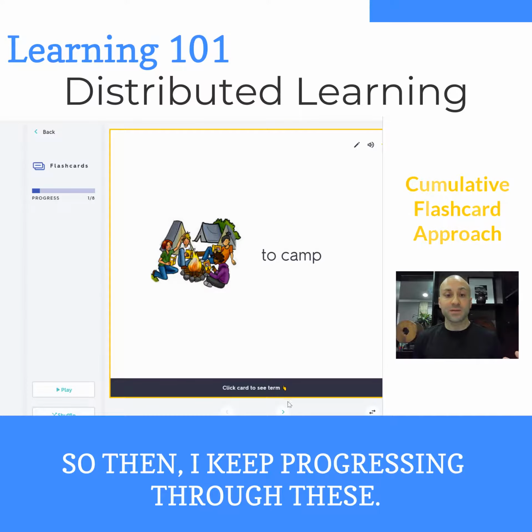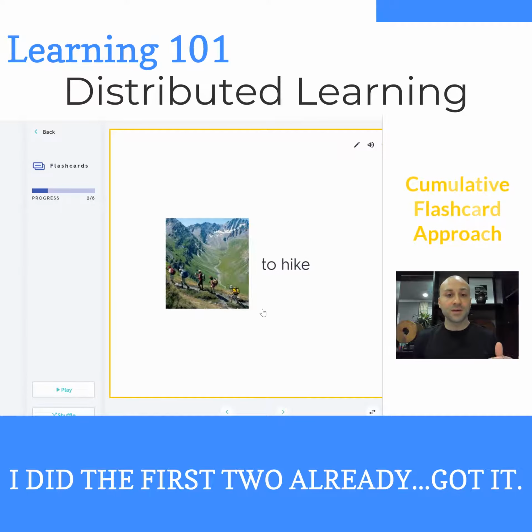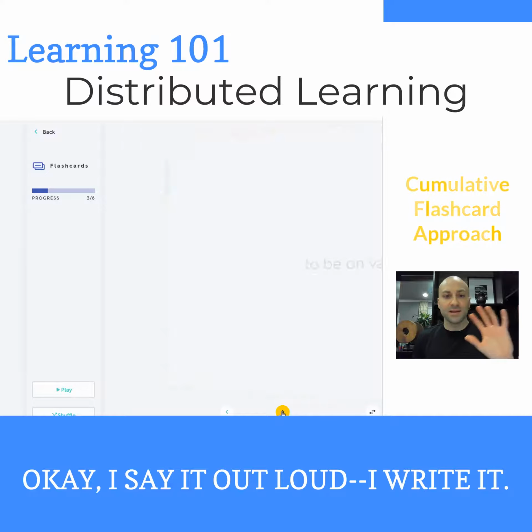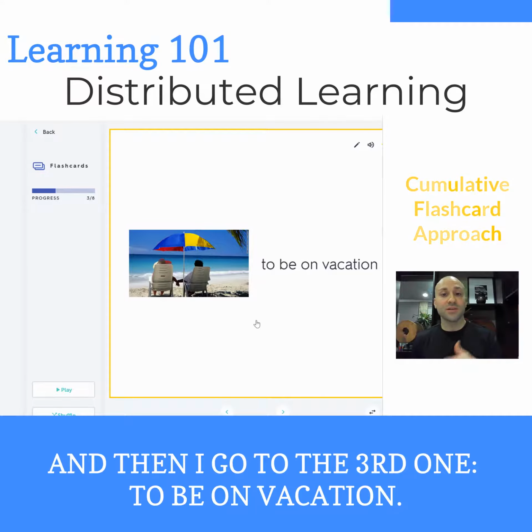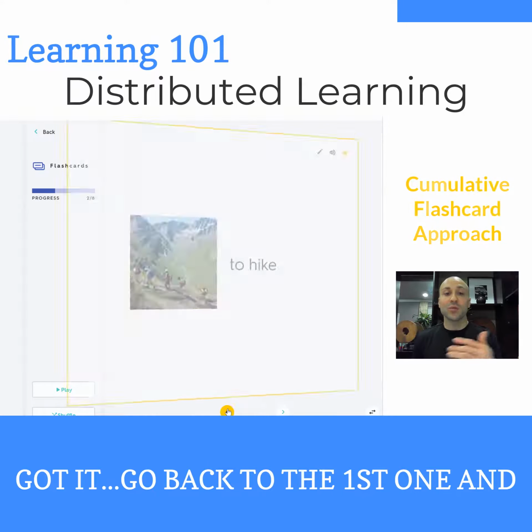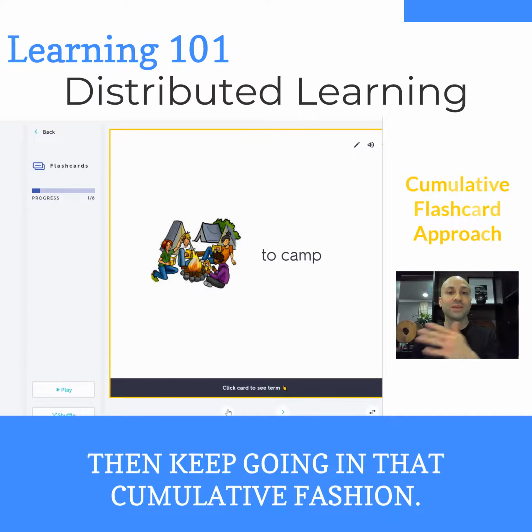So then I keep progressing through these. I did the first 2 already, got it. Okay, I say it out loud, I write it. And then I go to the third one, to be on vacation. Estar de vacaciones, got it. Go back to the first one, and then keep going in that cumulative fashion.